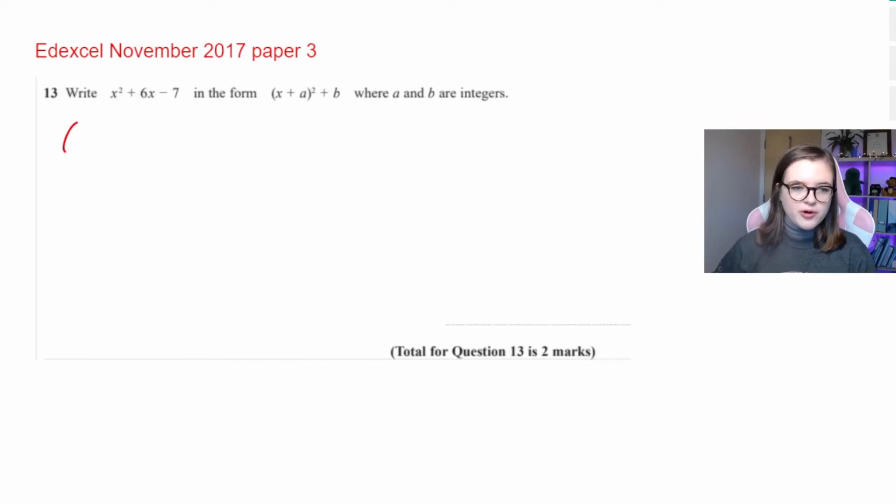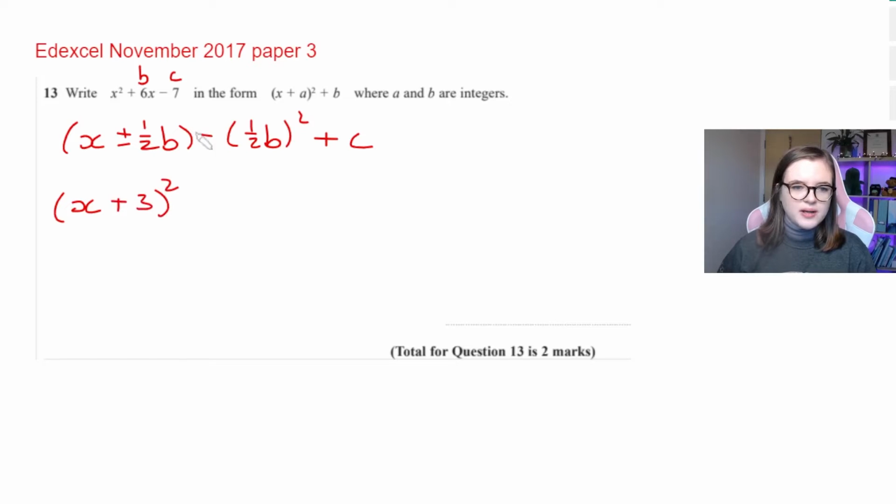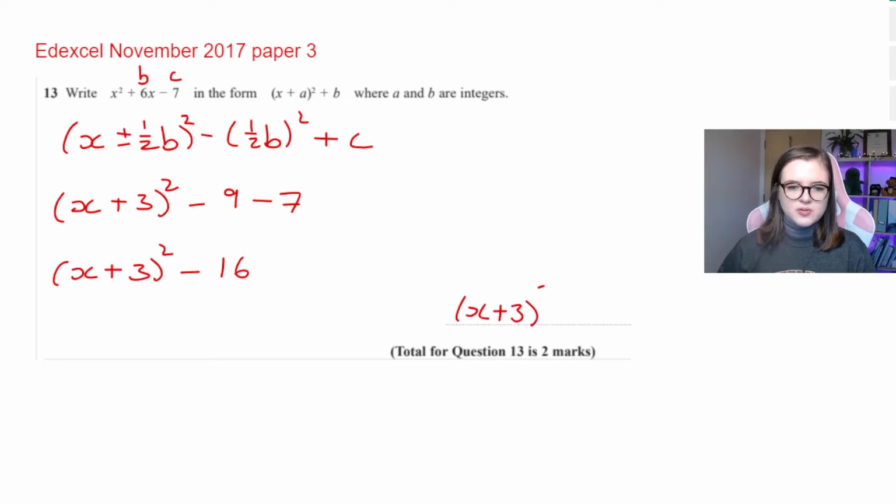So remembering your equation, so we get x plus or minus a half of b, minus a half of b all squared plus c. And then that's a, that is then b, and then minus 7 is c. So then we have x, and then half of this is plus 3 squared. Oops, daisy, got that squared. And then take away half of b, which is 3, square it, which is 9. A lot of 9s today, isn't there? And then plus minus 7. Okay. And then we get x plus 3 squared minus 16. And that is your answer. x plus 3 squared minus 16.